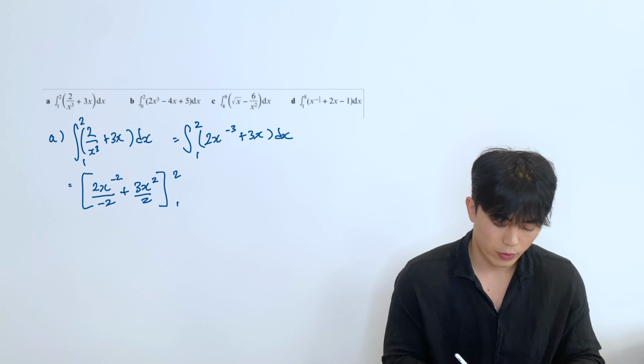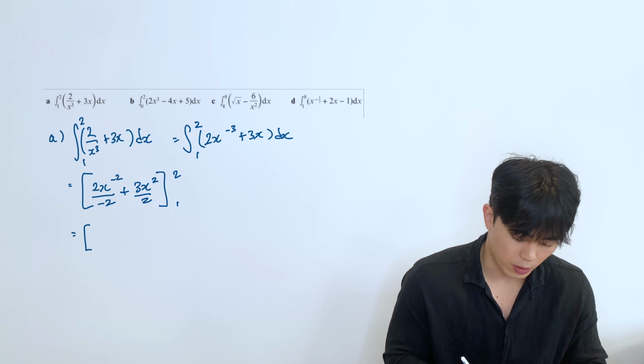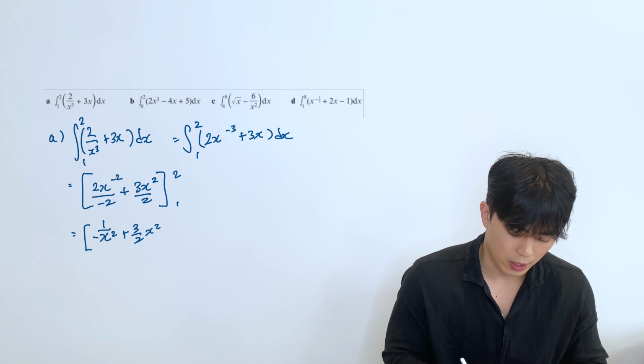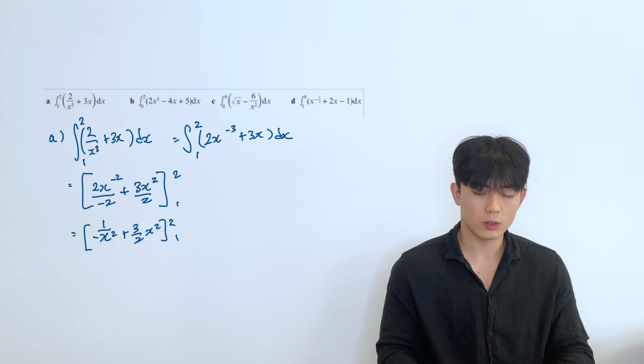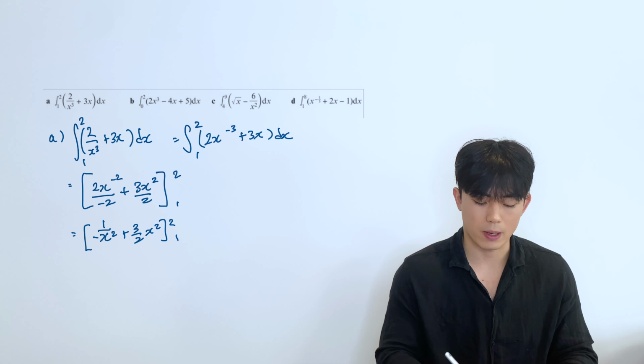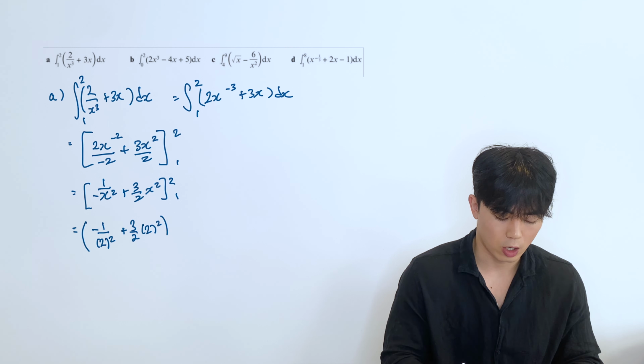I'm going to simplify this even further just to make it easier for me. So I'll get minus x to the power minus 2, so it's minus 1 over x squared, plus 3 over 2 x squared, with limits 1 to 2. So you've integrated it, and now we put it in square brackets. Our next thing is now we input our limit. So upper limit first minus lower limit. So in normal brackets, I'm going to put my upper limit in, so it's minus 1 over 2 squared. So wherever there's an x, you put in 2, plus 3 over 2 times 2 squared, close bracket.